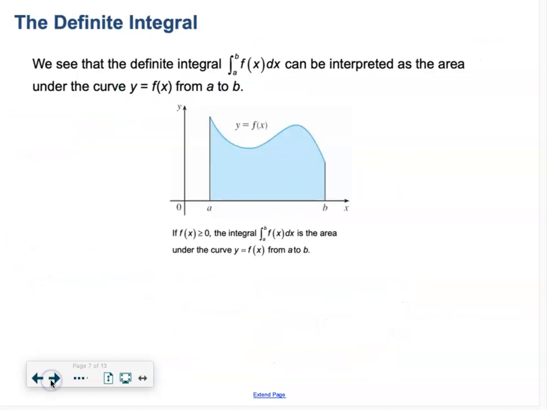Now, your book does this little side step. We're going to take a second and do a little side step before we get into real problems. We haven't actually started problems yet. I know it feels like we have, but we haven't. So the book does this little side step to talk about what a definite integral is. When you're looking at the integral from a to b of f of x dx, what it gives you is the area under the curve f of x, starting at x equals a and ending at x equals b.